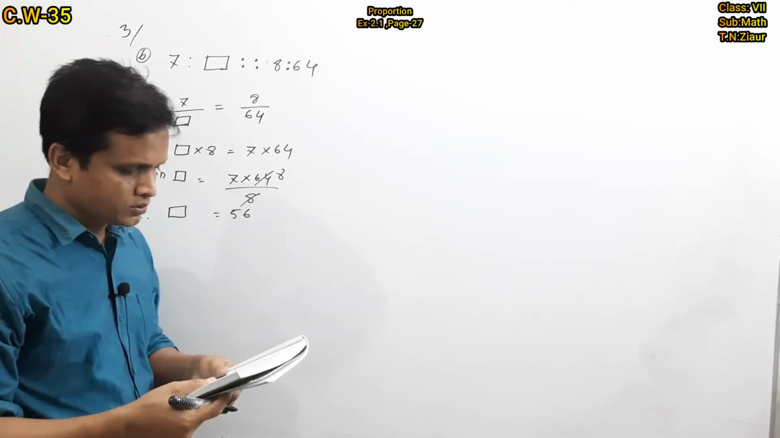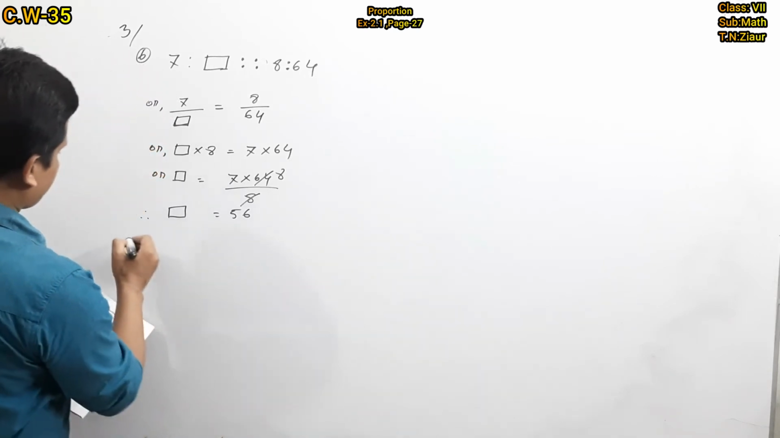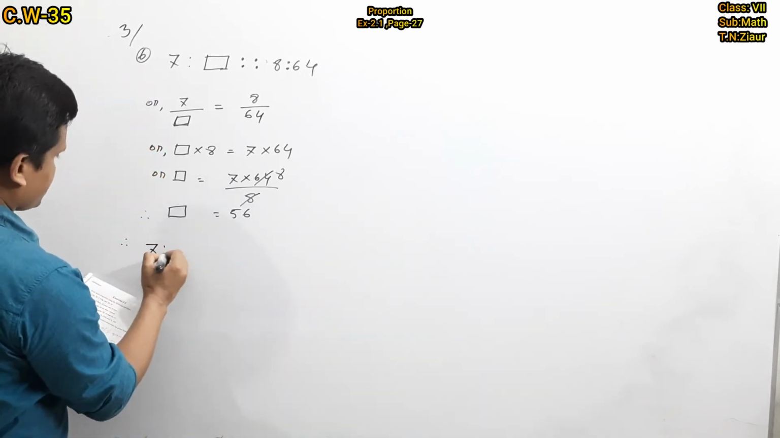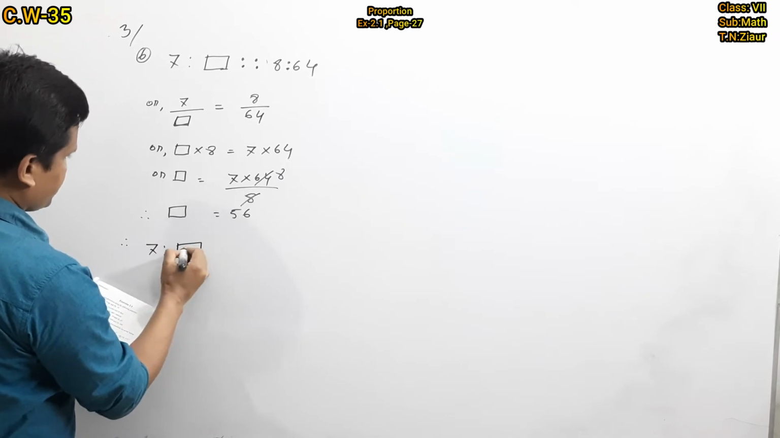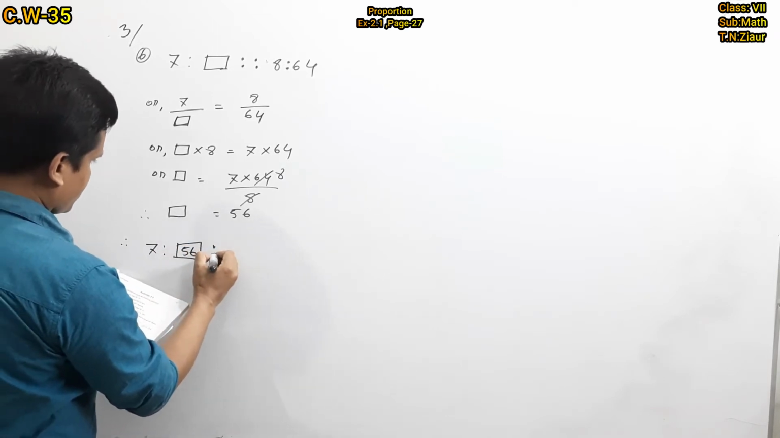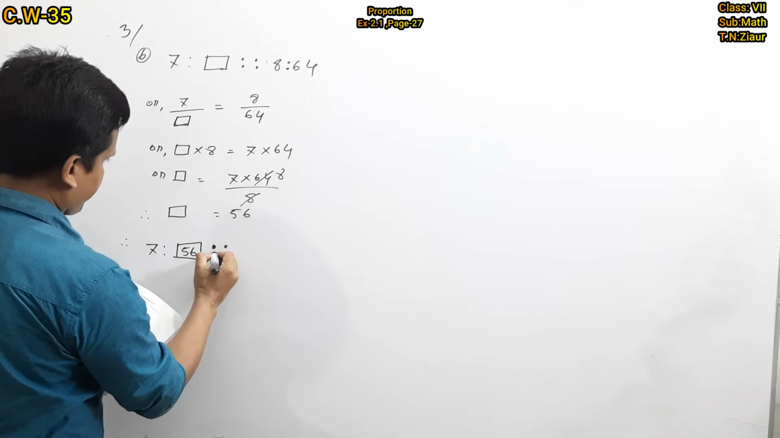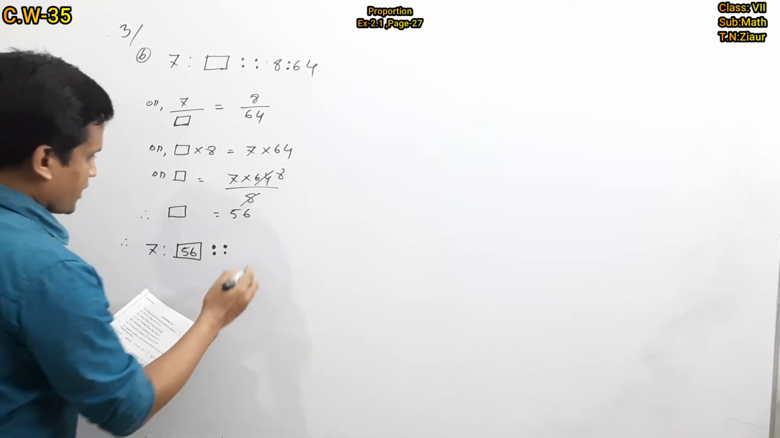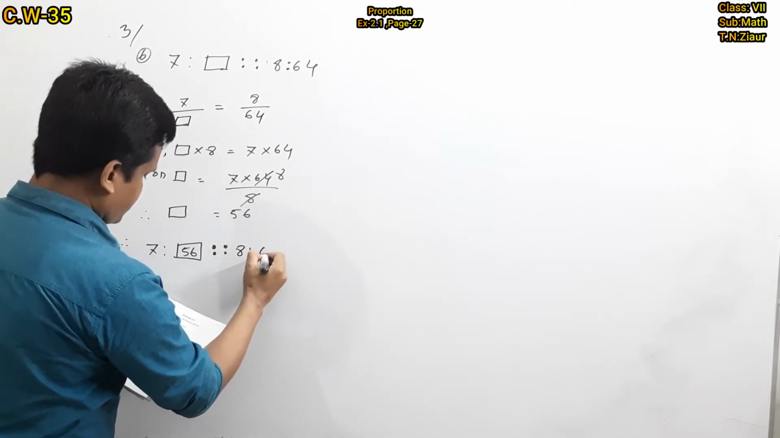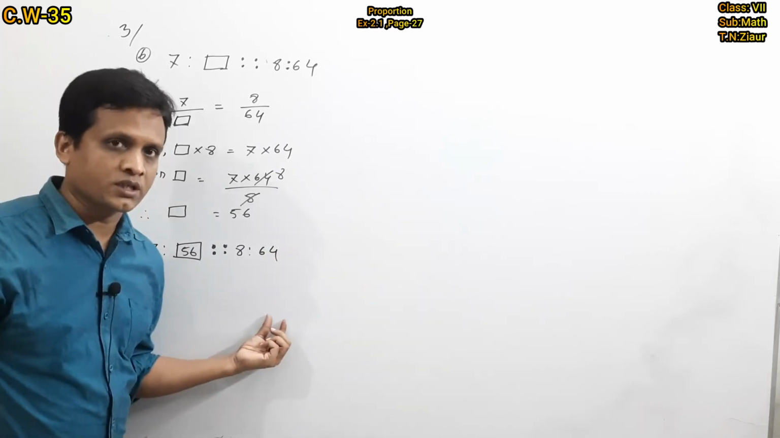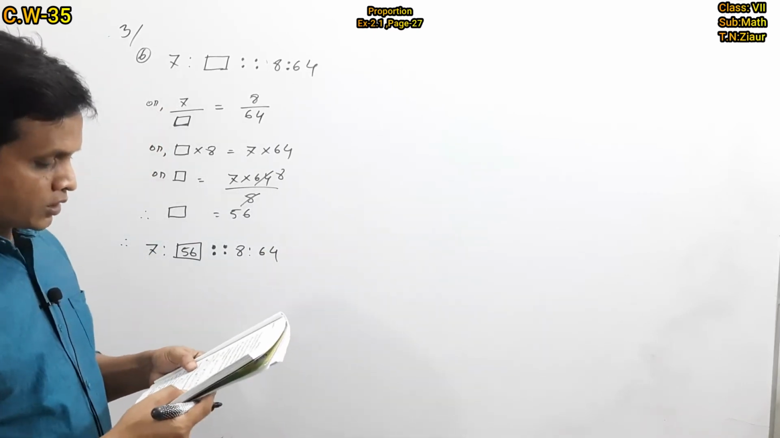Okay, have you understood now? So if I write this way, therefore you can write 7 is to 56 proportion 8 is to 64. Like this way we have to solve. Okay, so another one we have to solve.